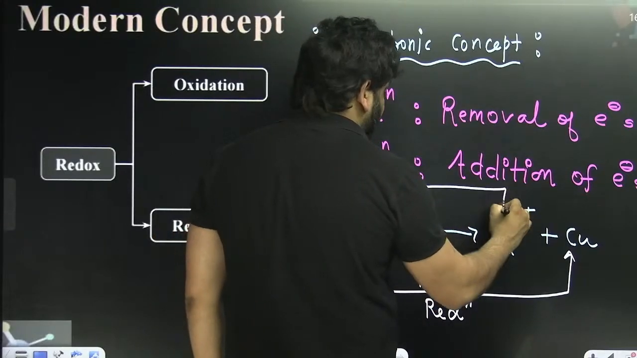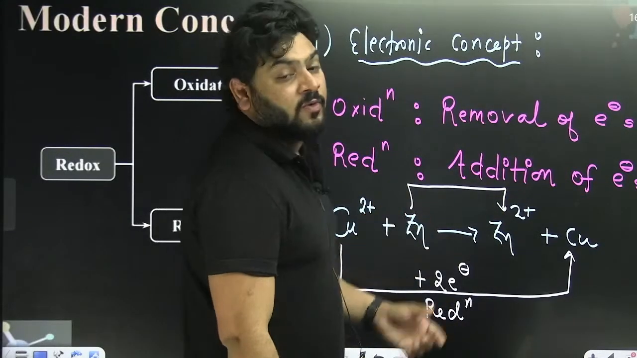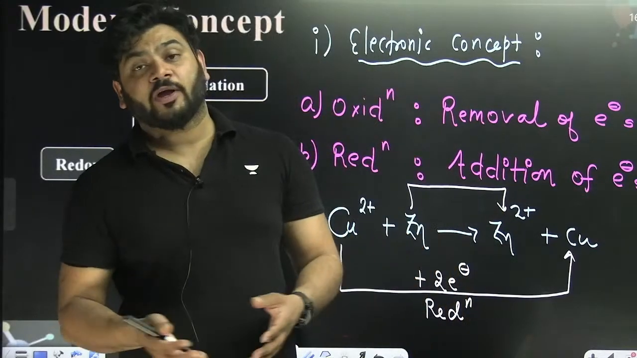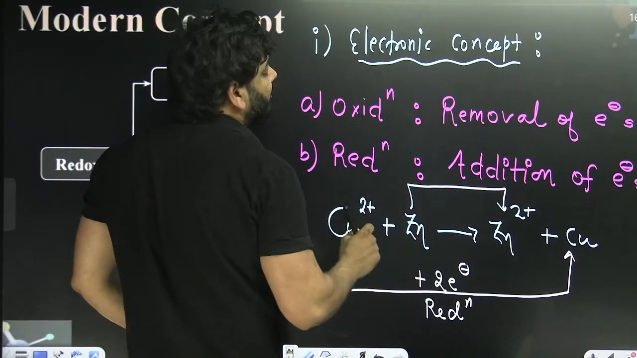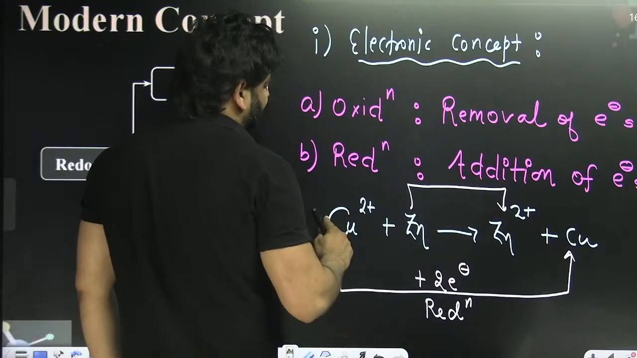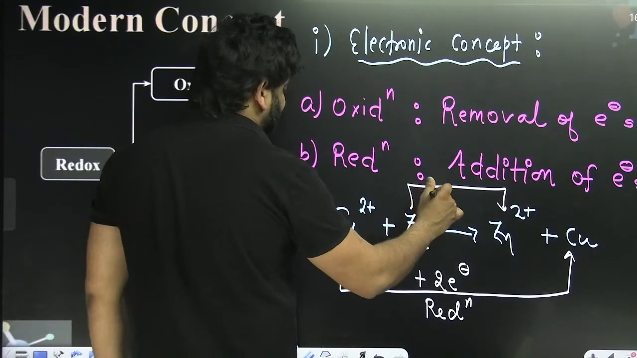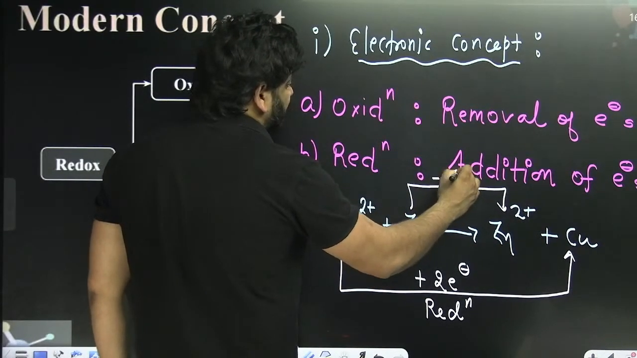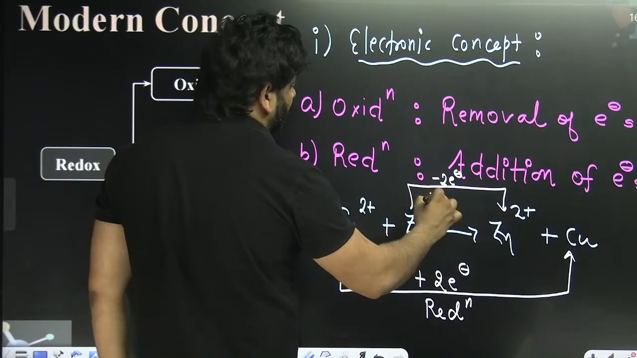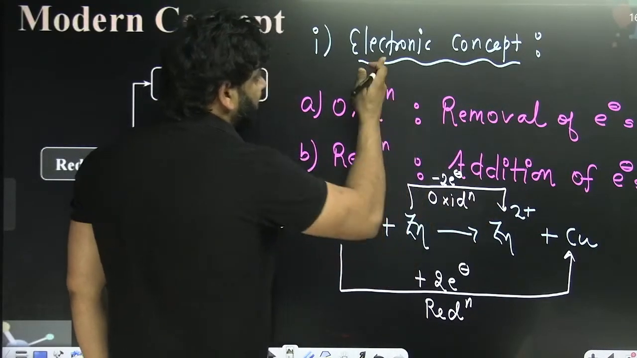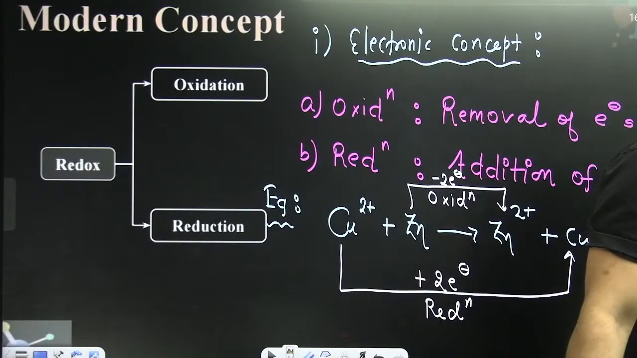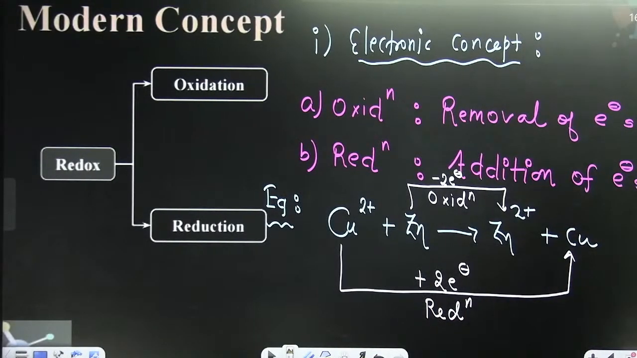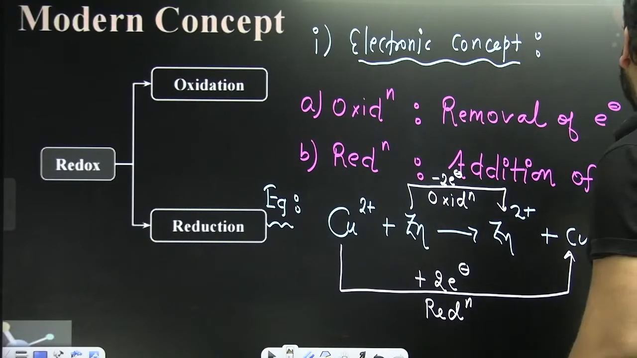The other one is zinc going to Zn2+. How can some species acquire a positive charge? The only way to acquire a positive charge is to lose electrons. It must have lost the exact same number of electrons, because this is a balanced chemical equation. So we say it has lost 2 electrons, and it will be called oxidation as per the modern electronic concept. Is it clear to all of you, everybody? So that is the first part of the modern concept, called the electronic concept.